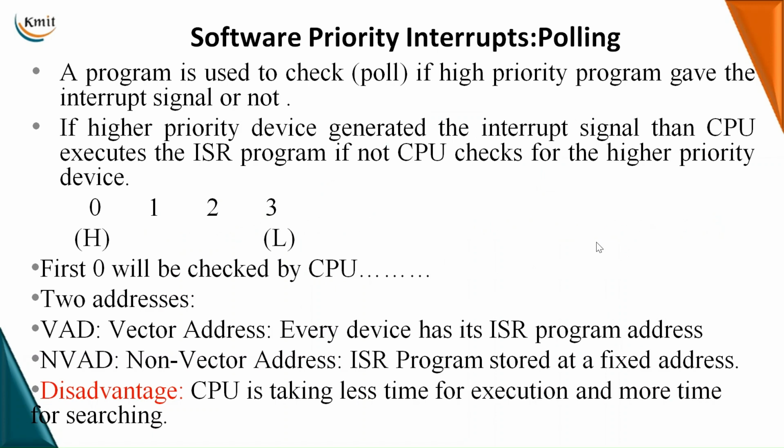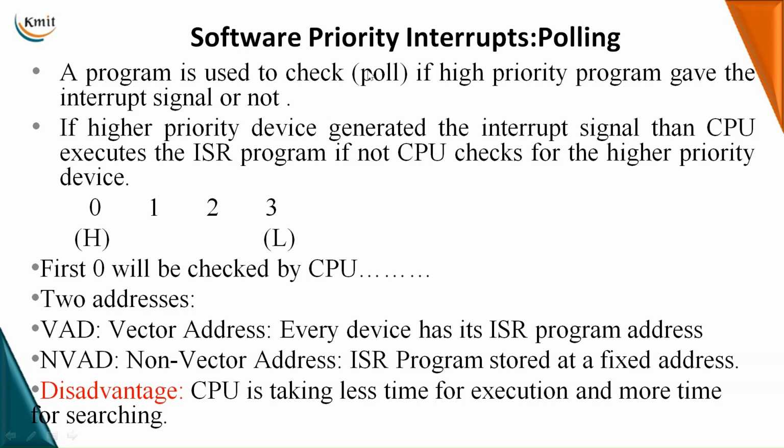The first approach, which is the software priority, is the polling mechanism. Here, each and every input output device which is connected to your system is given a priority based on the transfer rate. If you consider the priorities 0, 1, 2, 3, the lowest number is given the highest priority, whereas the highest number is given the lowest priority. This software approach is used to check the priority of a certain device by using a program.